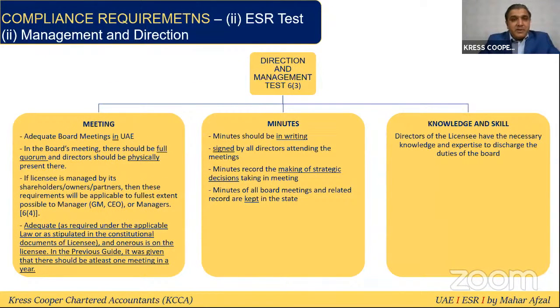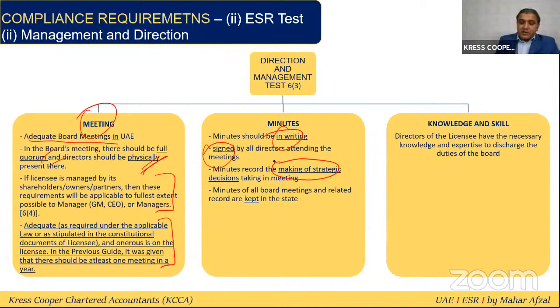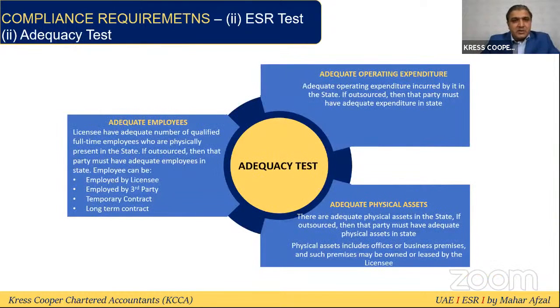So for direction and management, they said for the meetings, there should be adequate meetings in UAE, quorum should be there, and members should be physically present there. The licensee is managed by the shareholders, who bear the major responsibility. Adequate meetings as required by the law. Minutes should be in writing, signed by all, and the making of strategic decisions should be part of the minutes. Minutes should be kept in UAE. Moreover, they said that the relevant director must have knowledge and expertise as well. So this is my management and direction.